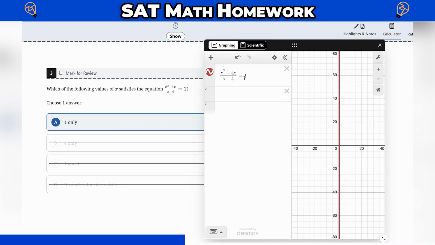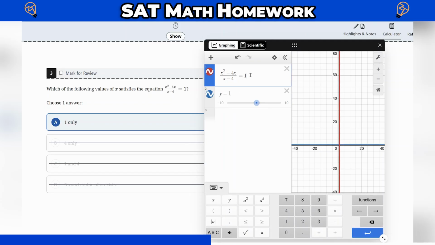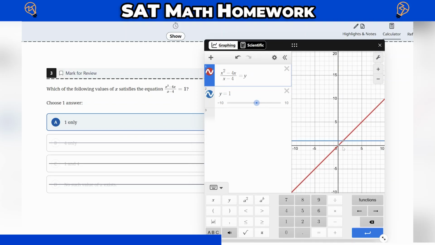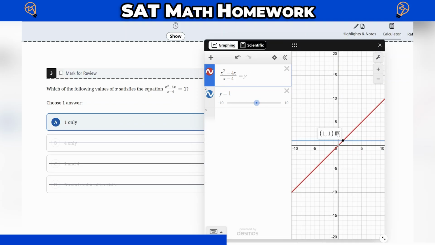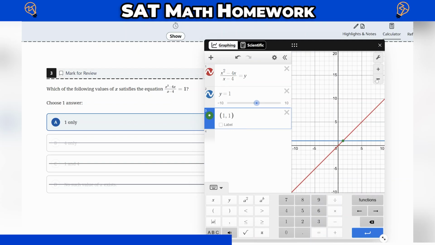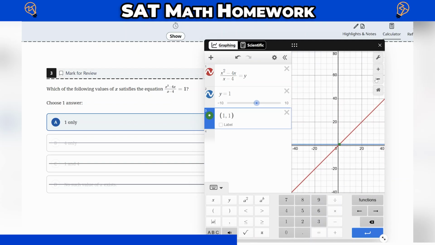Now let me show you another approach here. Whenever you're setting two sides equal to each other, what we're really doing there is we're saying, okay, y equals this function and y equals 1. Let's see where they intersect. So let me go ahead and make this y. Okay, so they're both equal to y. And notice the point of intersection, specifically the x coordinate of the point of intersection, is really the solution. And that matches what we got before with x being 1.